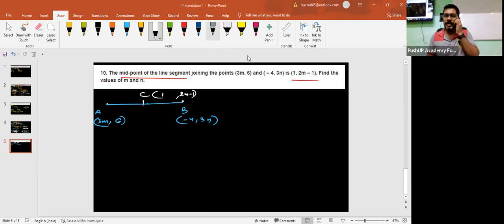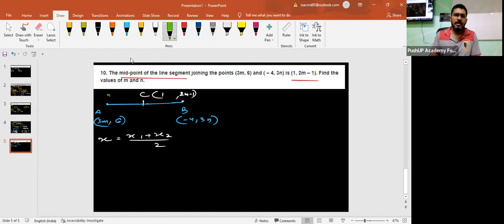Now they are asking us to find the values of m and n. Very simple, children. Just take the x coordinate of C. What is the formula? (x1 + x2) divided by 2. Here the midpoint coordinates are 1 and 1, and here x1, y1 and here x2, y2. Start substituting the values. Anju, you are understanding everything, no?